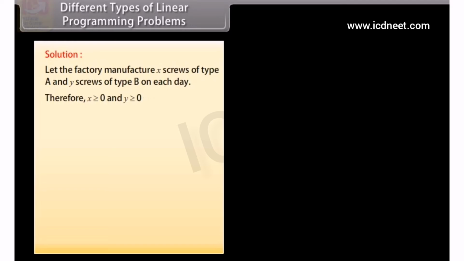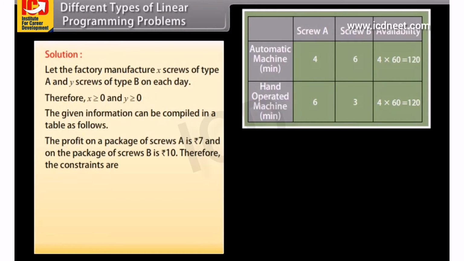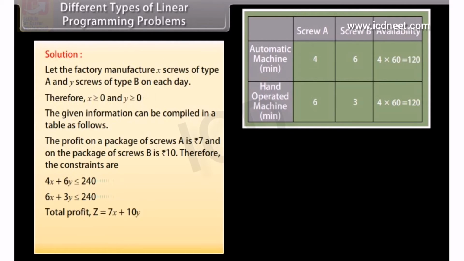Therefore, x is greater than or equal to 0 and y is greater than or equal to 0. The given information can be compiled in a table as follows. The profit on a package of screws A is rupees 7 and on the package of screws B is rupees 10. Therefore, the constraints are 4x + 6y ≤ 240 and 6x + 3y ≤ 240. Total profit Z = 7x + 10y.